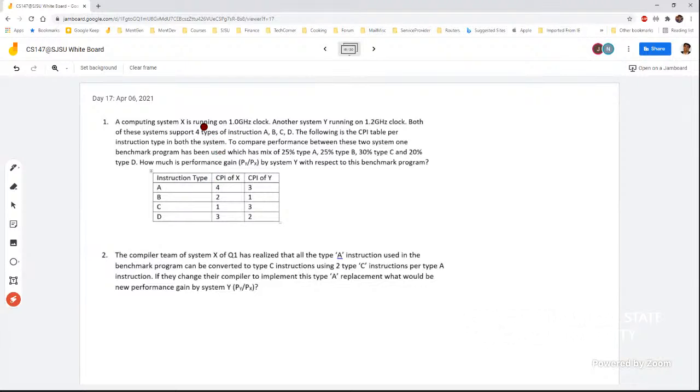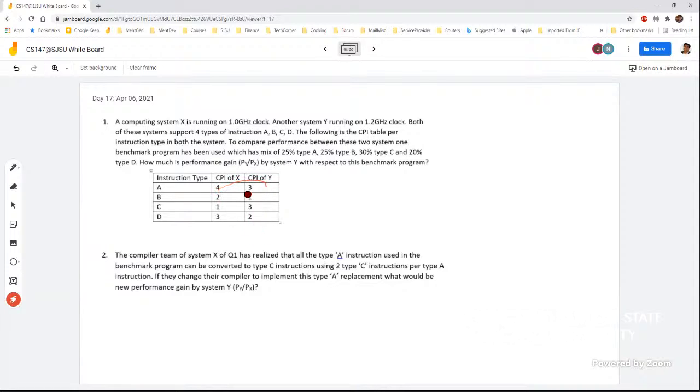The first one is basically a performance comparison between two systems, X and Y. X is running on a clock of 1 gigahertz, and another system Y, let's say one is from Intel, the other from AMD, is running on 1.2 gigahertz of clock. Both of these systems support four types of instruction, classes A, B, C, D, just some generic classes. This is a table which shows the CPI, clocks per instruction, for each of these classes on system X and system Y.